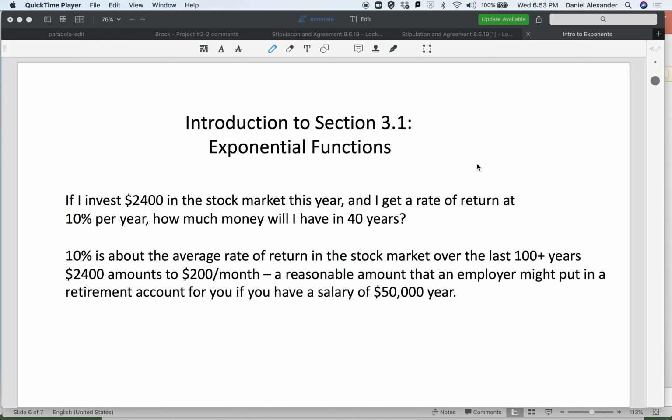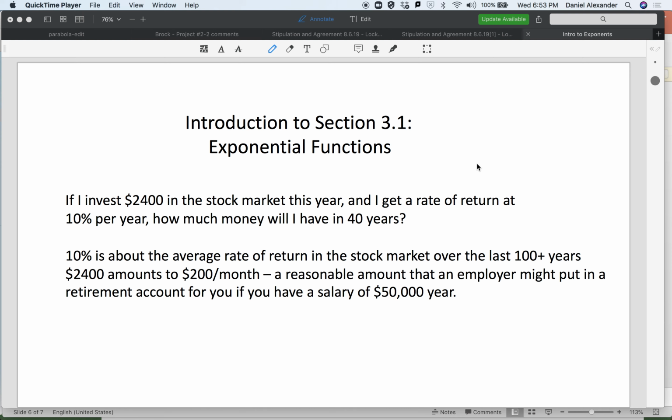Okay, first question. If I invest $2,400 in the stock market this year, and I get a rate of return at 10% per year, how much money will I have in 40 years? Just a couple of points. 10% is about the average rate of return in the stock market over the last 100 plus years.